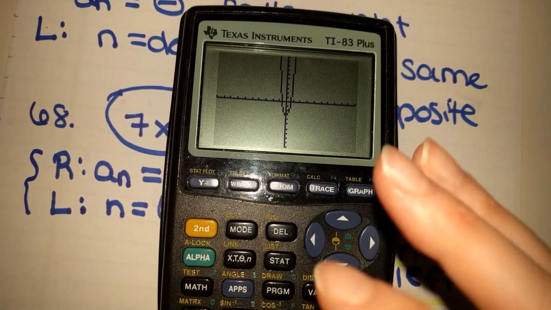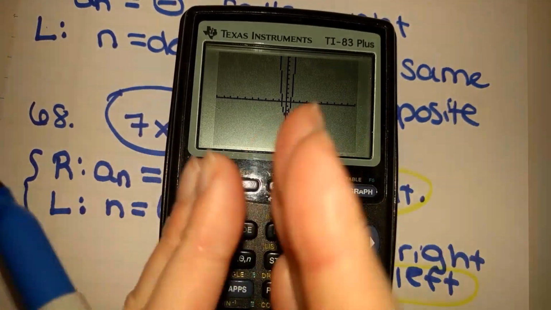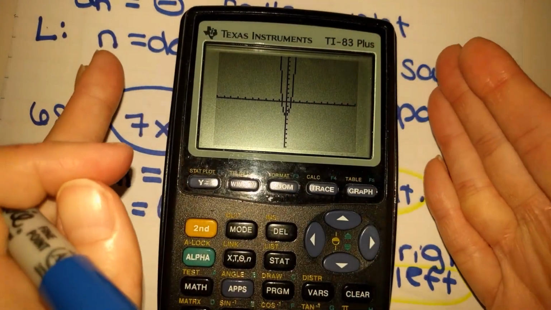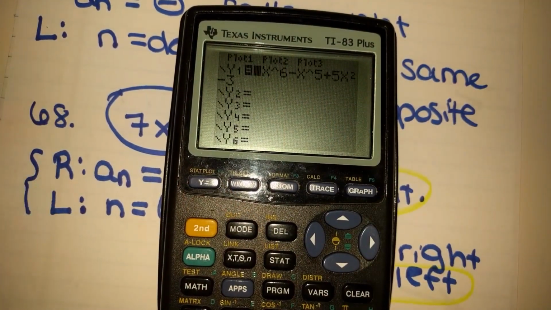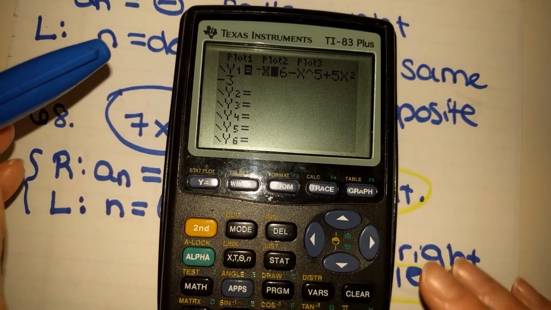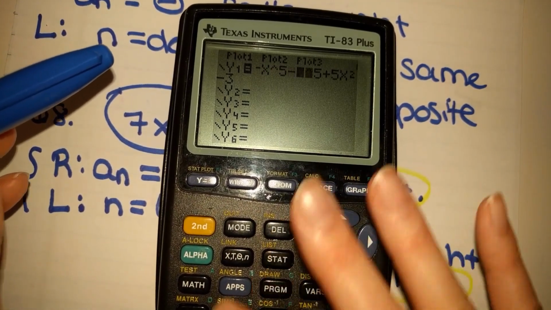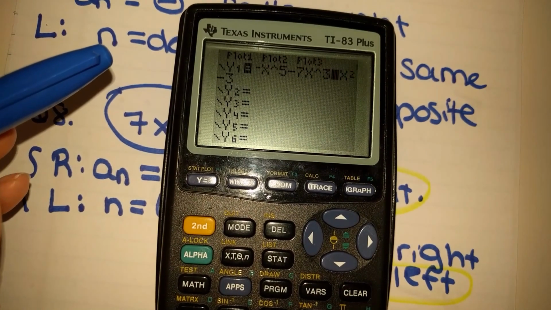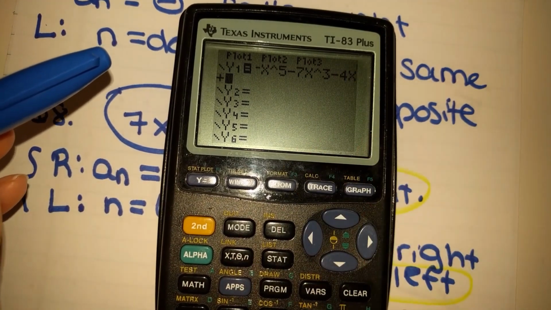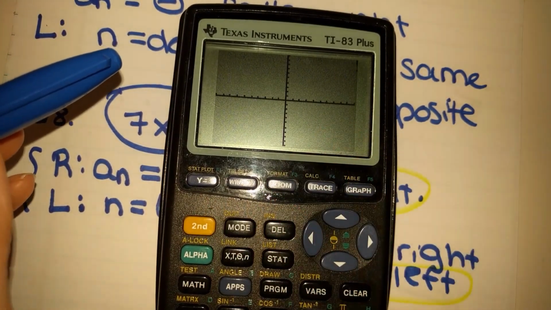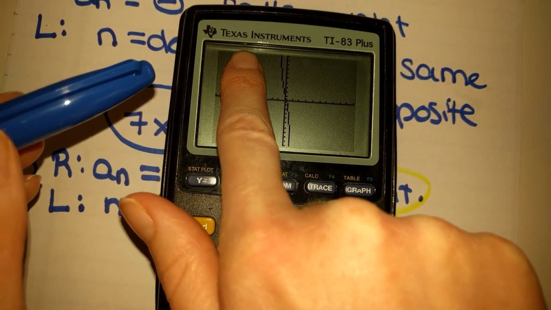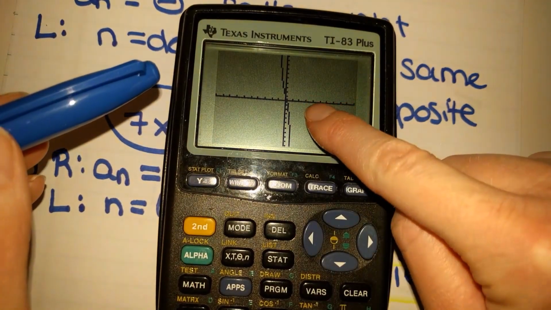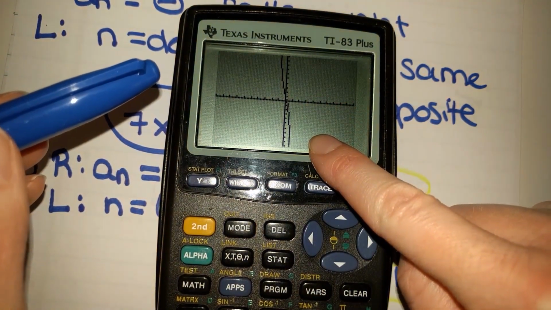So again, there are ways to work around this. What you have to make sure though is that there aren't more turns in the graph past the window that you see. So like for question number 67, where you have negative x to the 5th minus 7x cubed minus 4x plus 1. When you put that in and hit graph, you see a little bit of a different type of situation. There you see that the graph is rising as you go out to the far left, and it's falling as you go out to the far right.